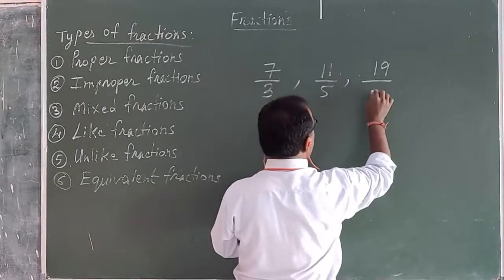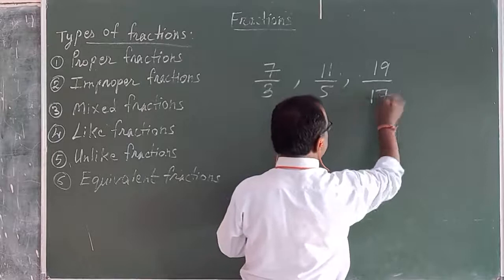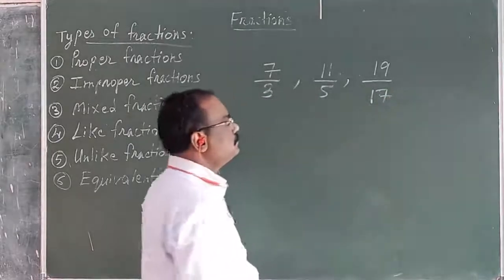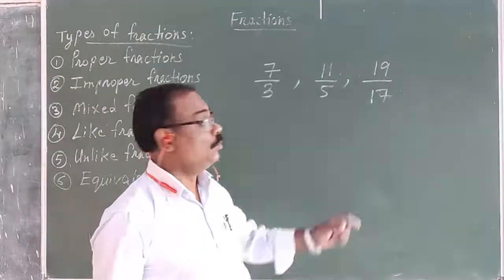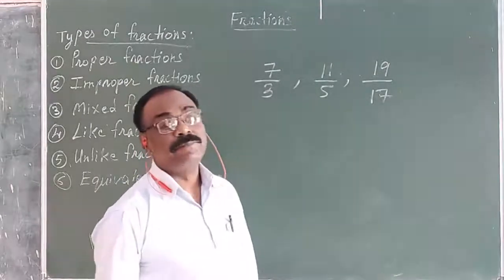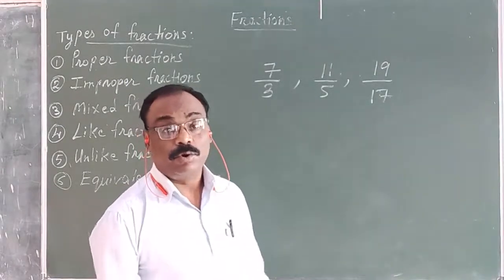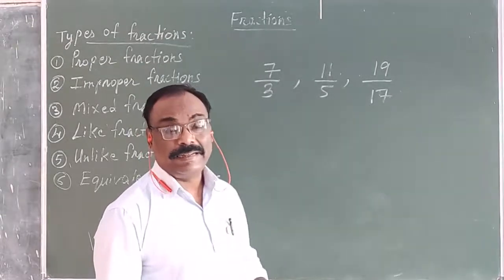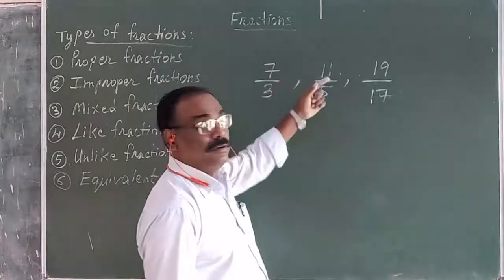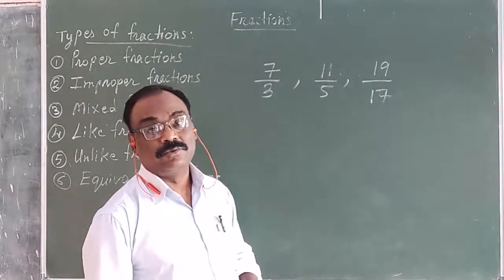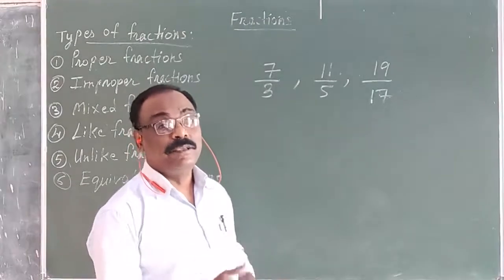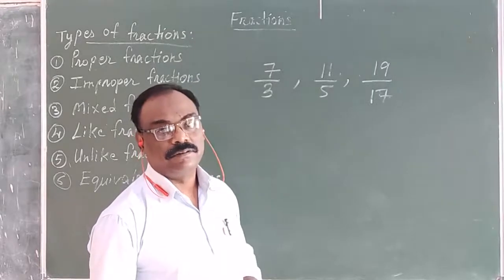So this is 17. Improper fraction. 19 is more than the what? This denominator 17. So opposite will happen. That is, numerator will be more, denominator will be less. So that is called the improper fraction.